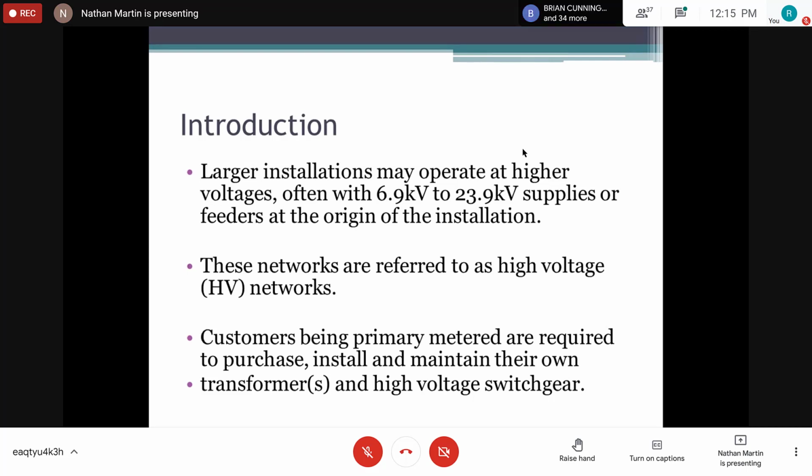Customers being primarily metered are required to purchase, install, and maintain their own transformers. So if we're talking about a heavy-duty industry, these customers would definitely need to purchase, install, and maintain the transformers they use at their service entrance to supply their high-voltage switchgear. When we're talking about switchgear, we're talking about their distribution points, their panel boxes, their enclosures, and so forth. We'll classify switchgear further as we go along.